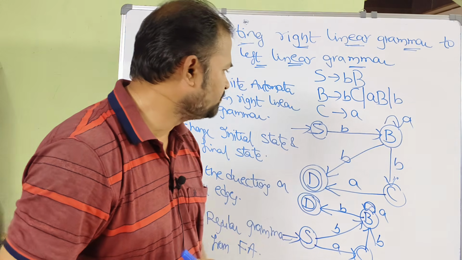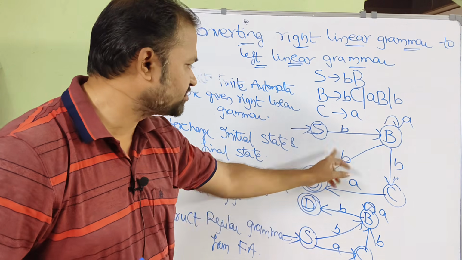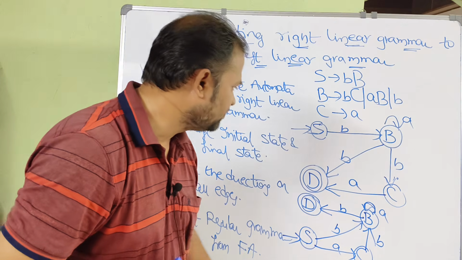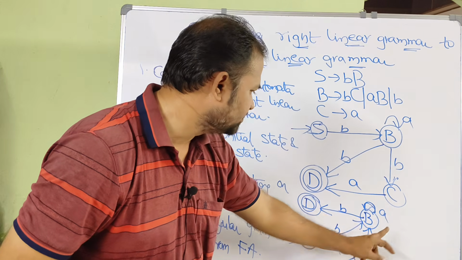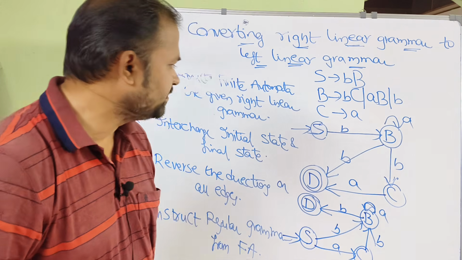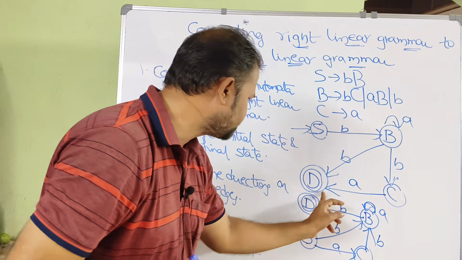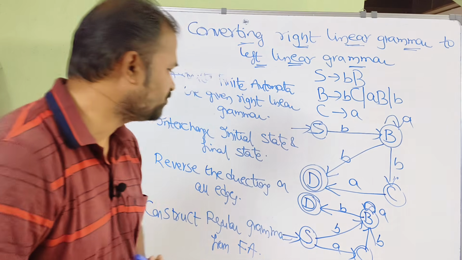B is the input symbol. So self loop, there is no difference. Here we have an edge. So B is the input symbol. So reverse the edge. Here we have an edge. So reverse the edge. B is the input symbol. So here we have an edge. So reverse the edge. A is the input symbol.